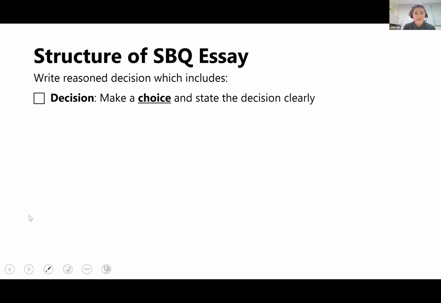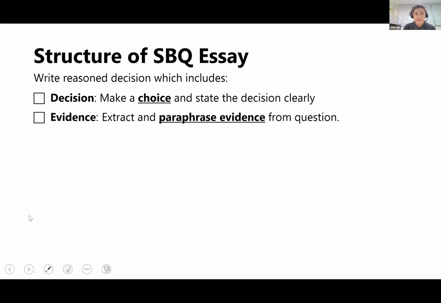Now, after you make a decision, we'll ask you, what are some reasons, right? Why do you make this choice? So you have to provide reasons. If you're O-level, 3 reasons. If you're N-level, 2 reasons. A reason must include the evidence from the question. So here you need to extract and paraphrase the evidence.